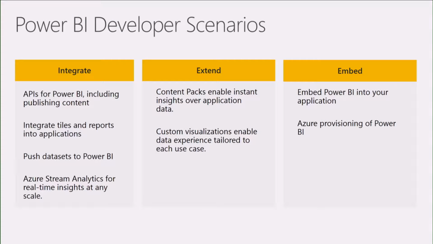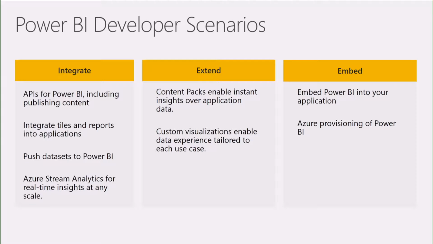All right, so there's several different scenarios for developing for Power BI. We kind of put them into three different buckets. Integrate. This is where you're taking your applications that you're building and you're integrating those with Power BI. Extending, you're taking parts of Power BI and you're extending them to do additional things. And embedding. So for integrate, we have APIs that allow you to create and publish content. We also have APIs that let you look at the content that a user has and then use it within your application, which I'll show you in a little bit.